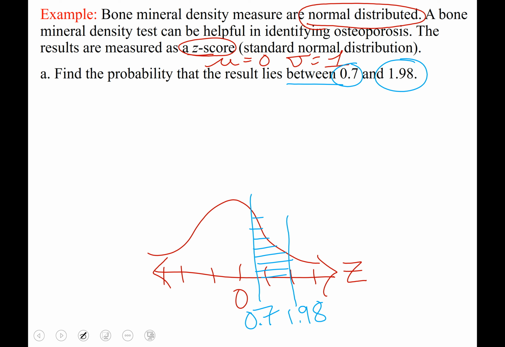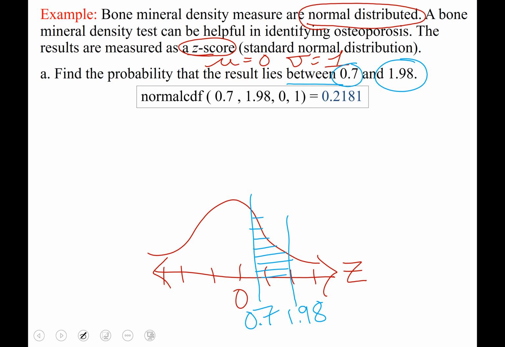Okay, so we're ready to run our program. We are given 2 z-scores and asked to find the probability, which means we need to run normal CDF. Our lower z-score will be 0.7, our upper will be 1.98. Mu is 0, sigma is 1, and if we run that correctly, we'll get 0.2181.